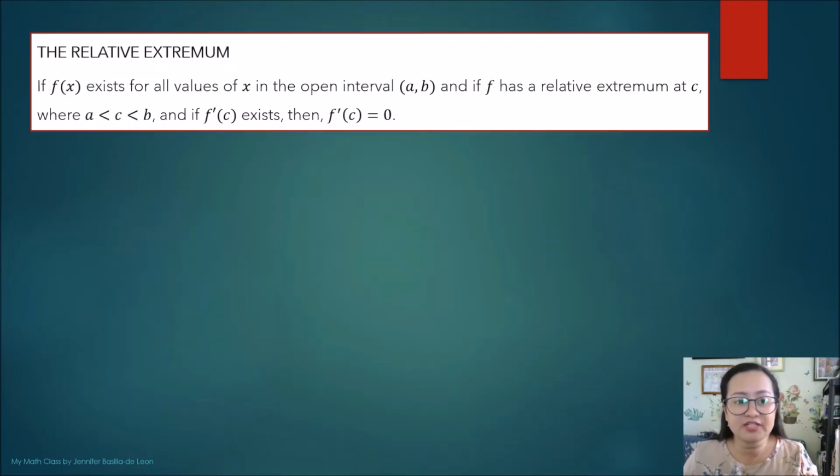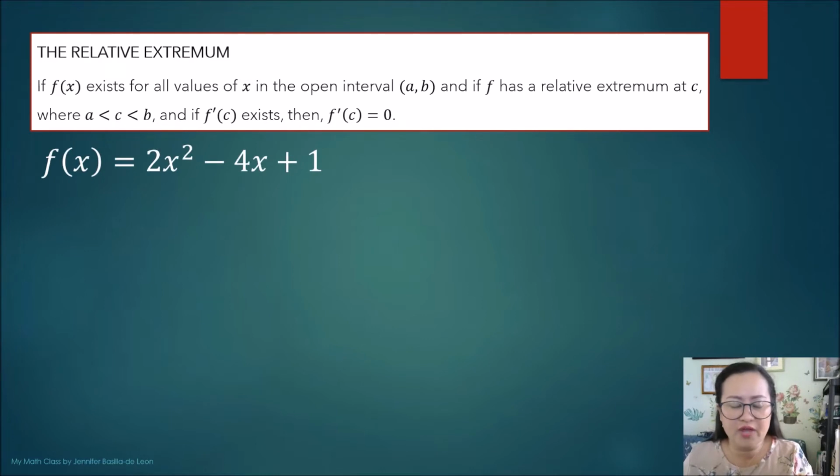If f(x) exists for all values of x in the open interval from a to b, and if f has a relative extremum at c, where c is greater than a but less than b, and if f prime of c exists, then f prime of c is equal to 0. This definition implies that we can equate the first derivative of the function to 0 in order to find the critical value of the function. Now consider f(x) equals 2x squared minus 4x plus 1.